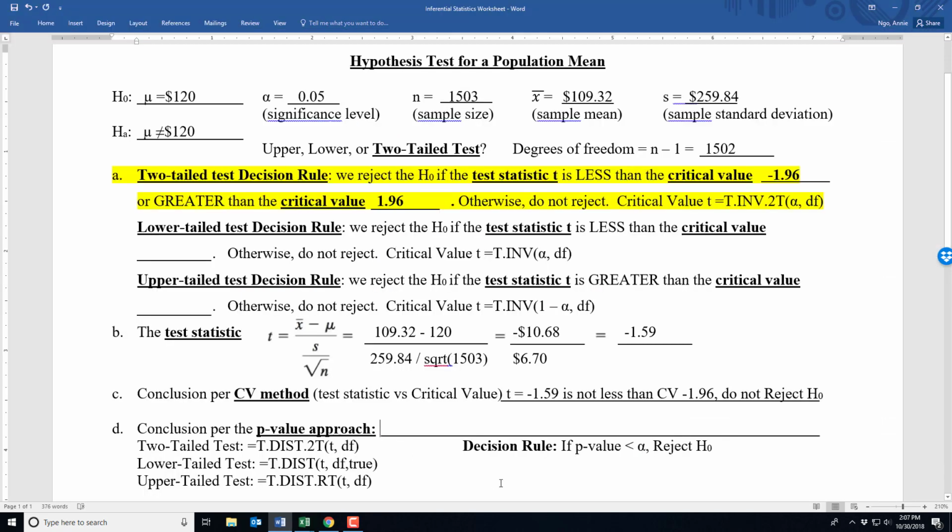So our conclusion is because our p-value of 0.1120 is not less than the alpha of 0.05, we do not reject the null. If you forget, the decision rule is stated right here. We will only reject the null if our p-value is less than alpha. That means the probability of that particular sample mean occurring is smaller than the alpha or the significance level that we selected. Because 0.1120 is not smaller than 0.05, we cannot reject the null. If you have any questions, just let me know.